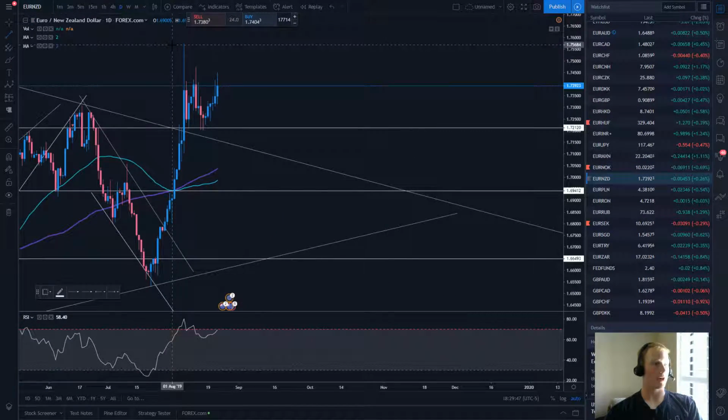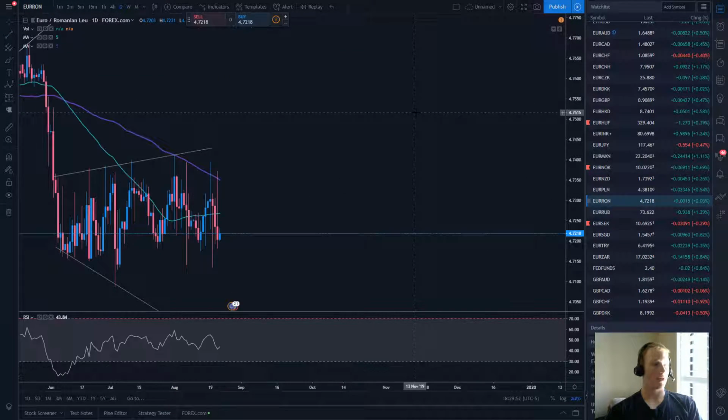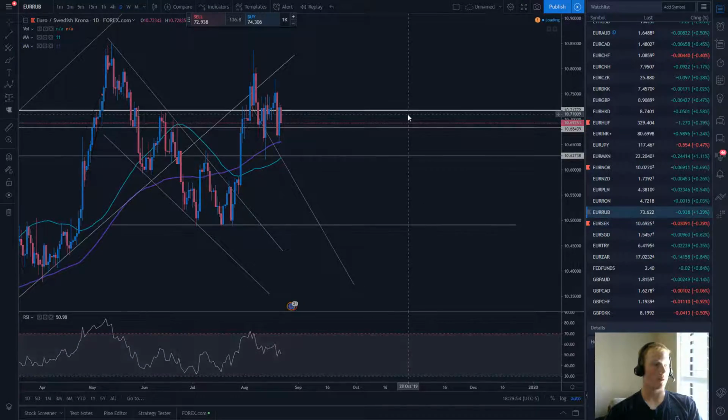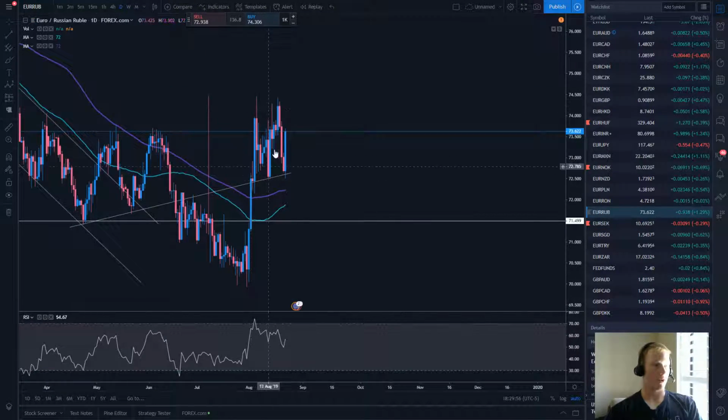Okay, Euro New Zealand dollar. Wait for it to test that high. Euro PLN, Euro RON, ruble. Ruble's head and shoulders.